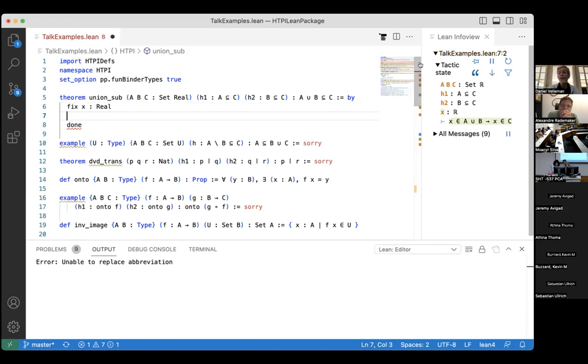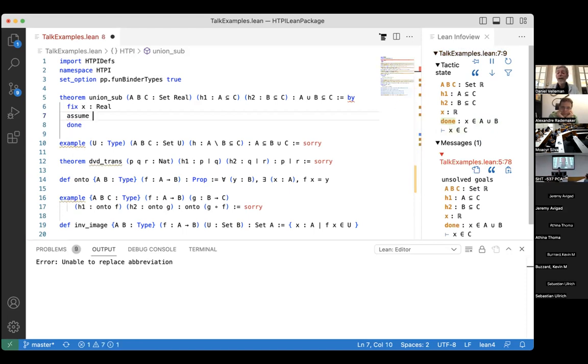And you see right away the tactic state has been updated. Now X is here as a real number, and the goal has changed. Lean knows what subset means, and so it knows that what I have to prove now is if X is in A union B, then X is in C. And the natural way to prove that would be to assume X is in A union B and prove it's in C. So I'll say assume.